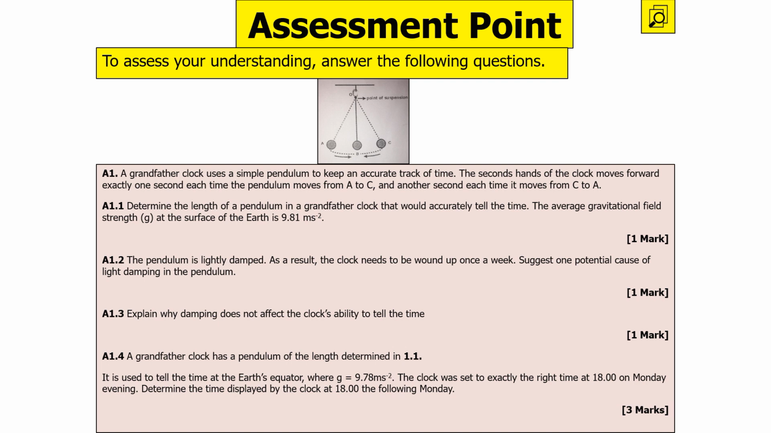Then a grandfather clock has a pendulum of length determined in the first part. It is used to tell the time at the Earth's equator, where g equals 9.78 meters per second squared. The clock was set exactly at the right time at 1800 hours on Monday evening. Determine the time displayed by the clock at 1800 hours the following Monday. So pause the video, then unpause the video when you want to go through your answer.